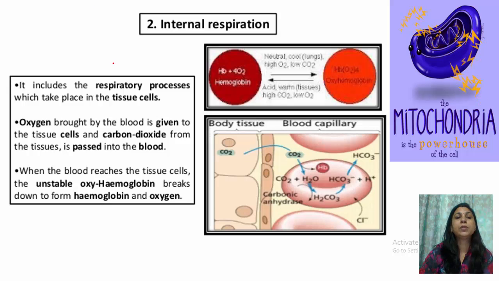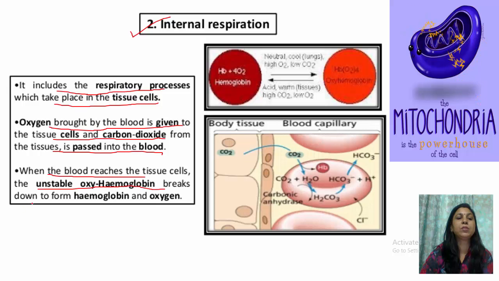The second step is the internal respiration. It includes the respiratory process which takes place in the tissue cells. Oxygen brought by the blood is given to the tissue cells and carbon dioxide from the tissue is passed into the blood. When the blood reaches the tissue cells, the unstable oxyhemoglobin breaks down to form hemoglobin and oxygen.